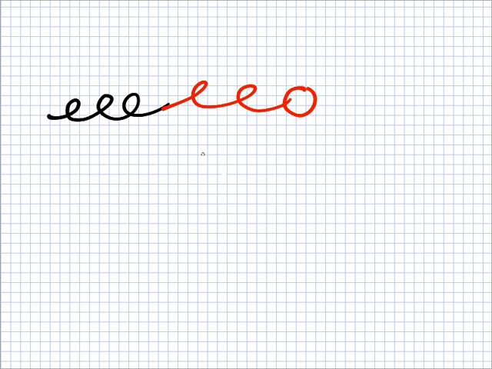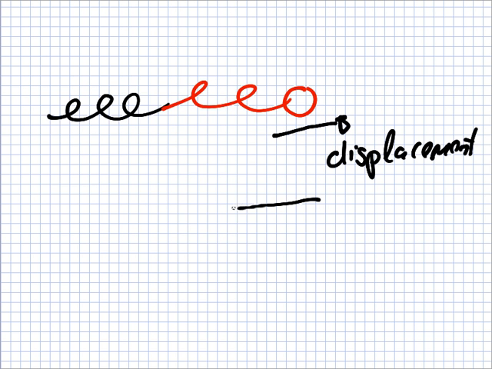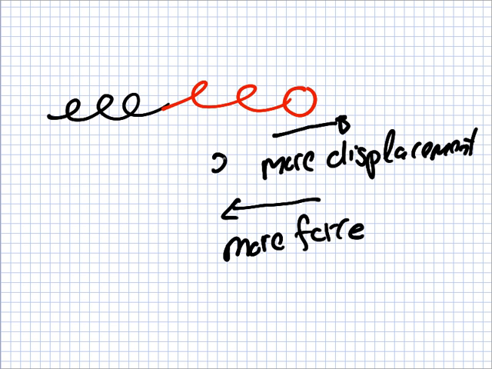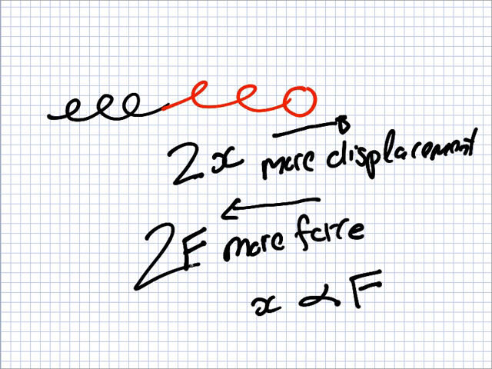More. So if the spring is moving out this way, this is the displacement, yeah? Which way is the force? Well, the force is obviously this way. And if you have more displacement, you have more force. So if the displacement is x and the force is F, we say that x is proportional to F. If you have twice the x, then you get twice the force.